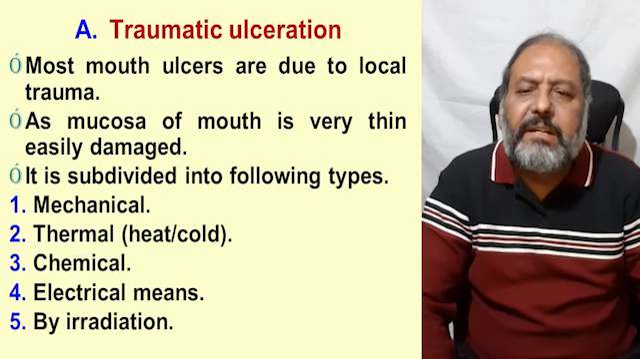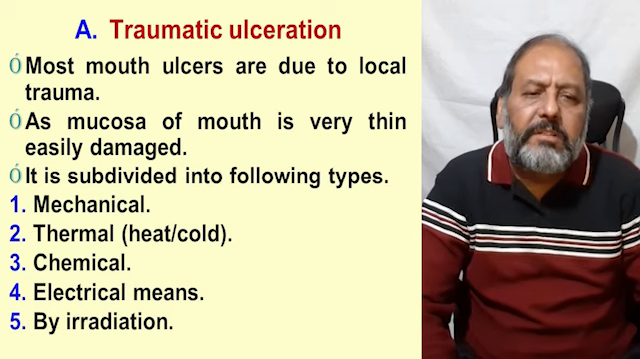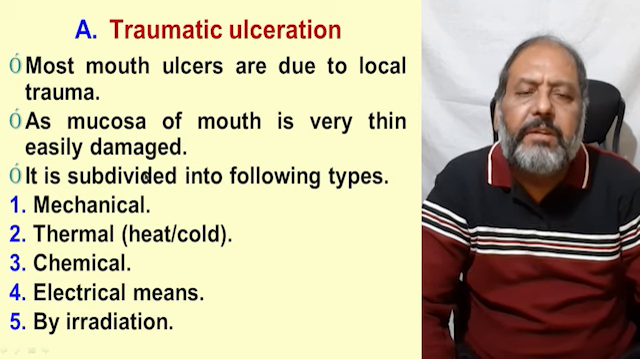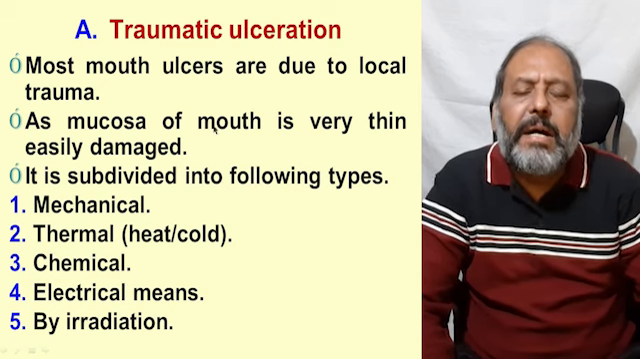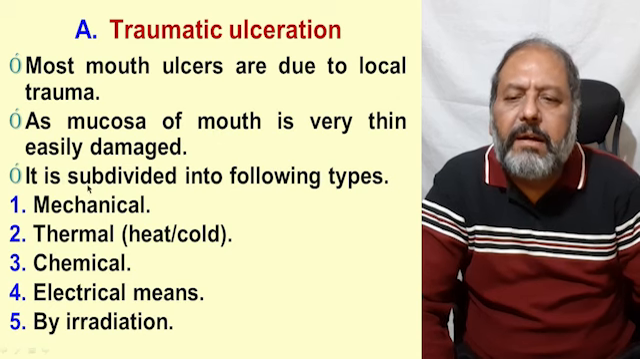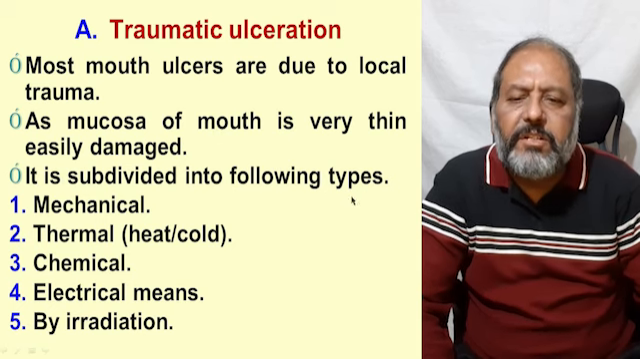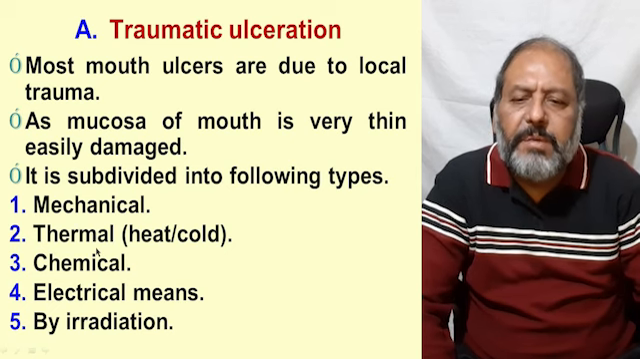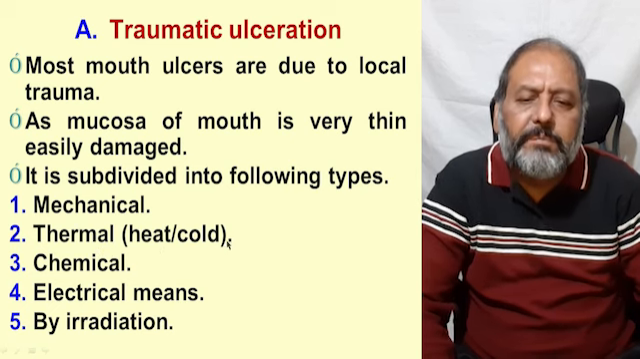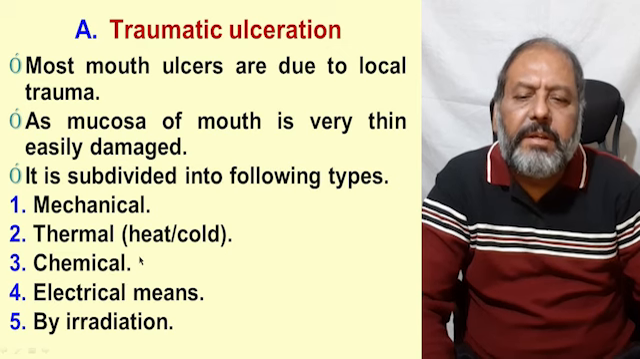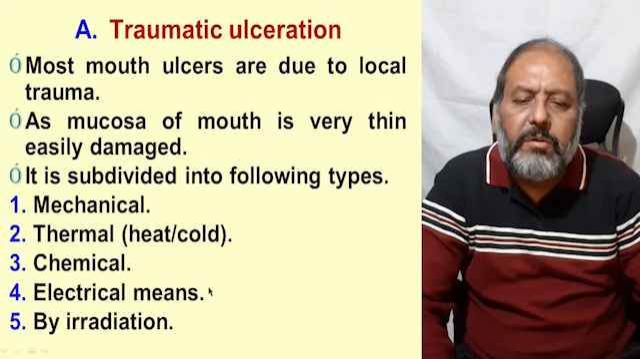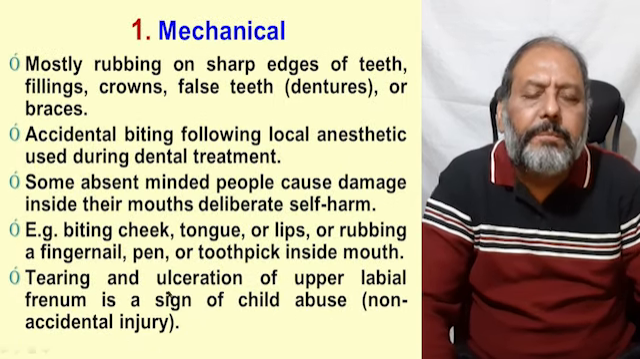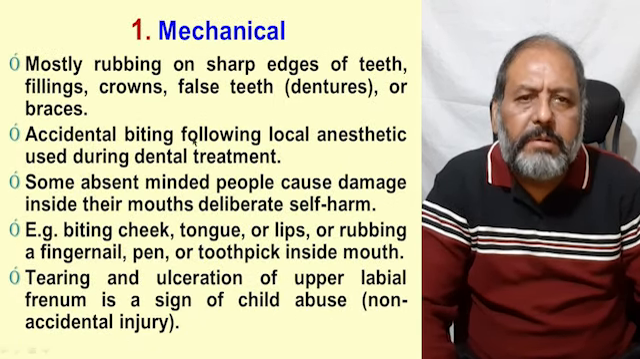Coming to the traumatic ulceration, most mouth ulcers are due to local trauma, because the mouth lining is very thin and easily damaged. This traumatic ulceration is subdivided into five types. Number one is mechanical, number two is thermal, heat or cold, number three is chemical, number four is electrical, and number five is by irradiation.